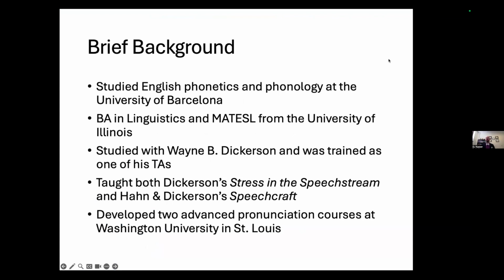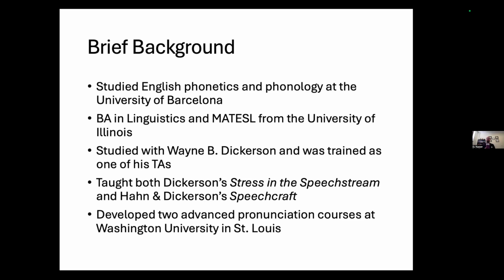Just a brief background related to this. I first studied English phonetics and phonology at the University of Barcelona as an international student. So that's how it started. Then I did my BA in linguistics, also in Spanish, and then my TESOL at the University of Illinois. Those of you who are familiar with the University of Illinois program probably know Wayne B. Dickerson. So I was trained to be one of his teaching assistants for teaching pronunciation. Through that, I got to know his book, Stress in the Speech Stream, and then Han and Dickerson's book, Speechcraft. If you're familiar with those, that will help give you a background of where I was coming from in my approach with word stress.